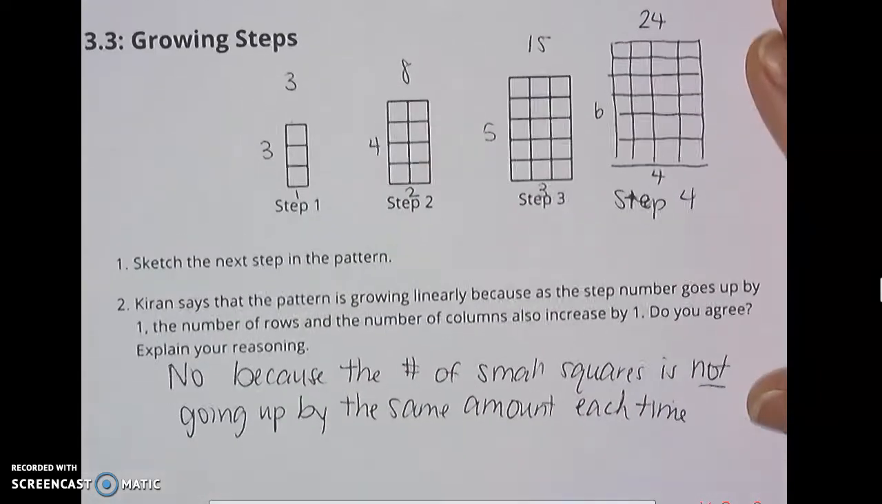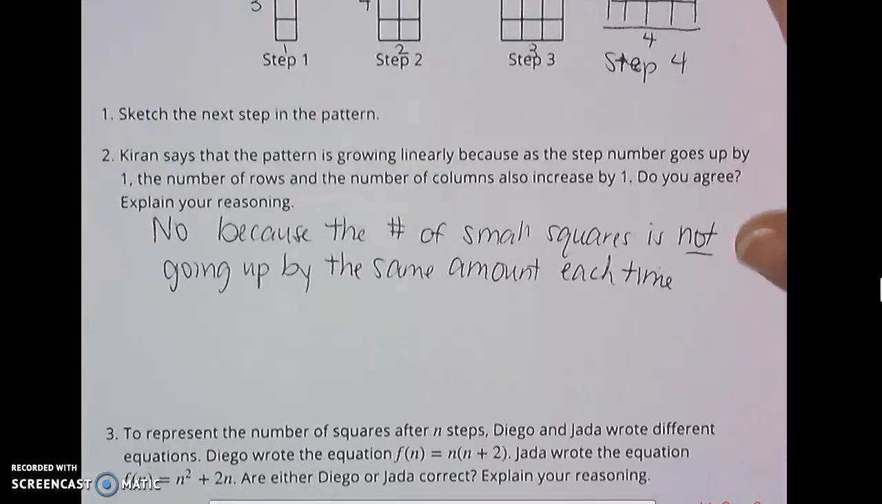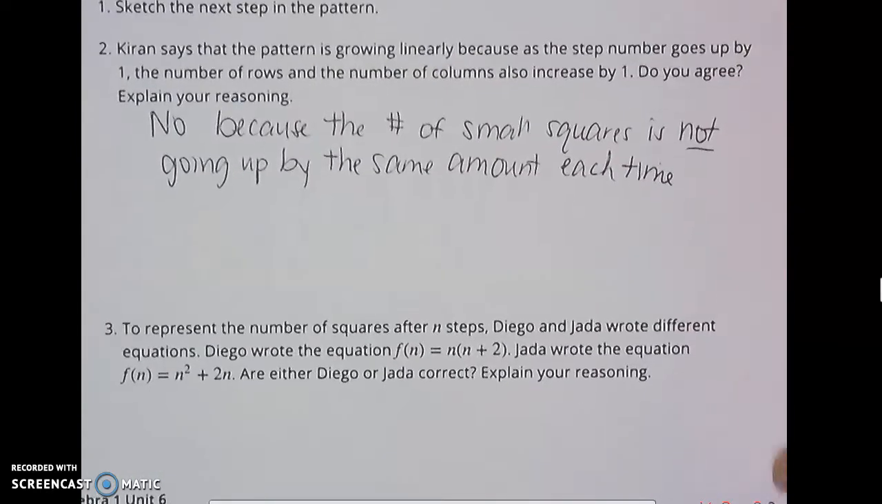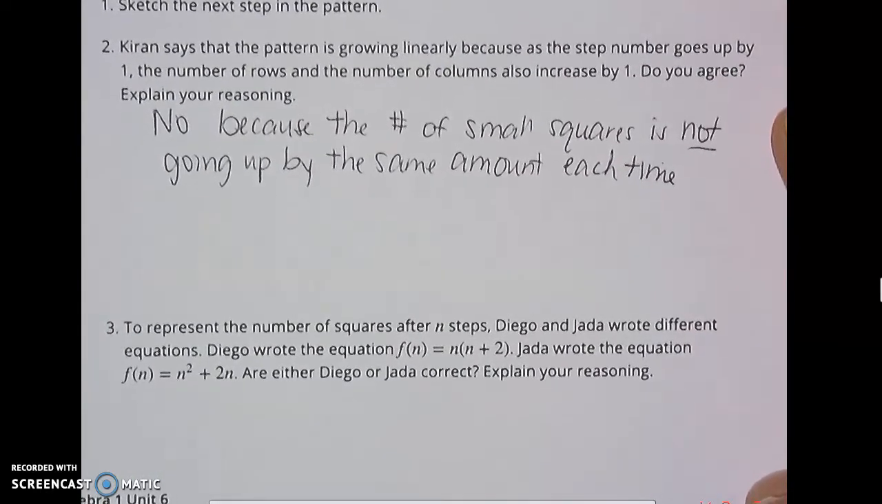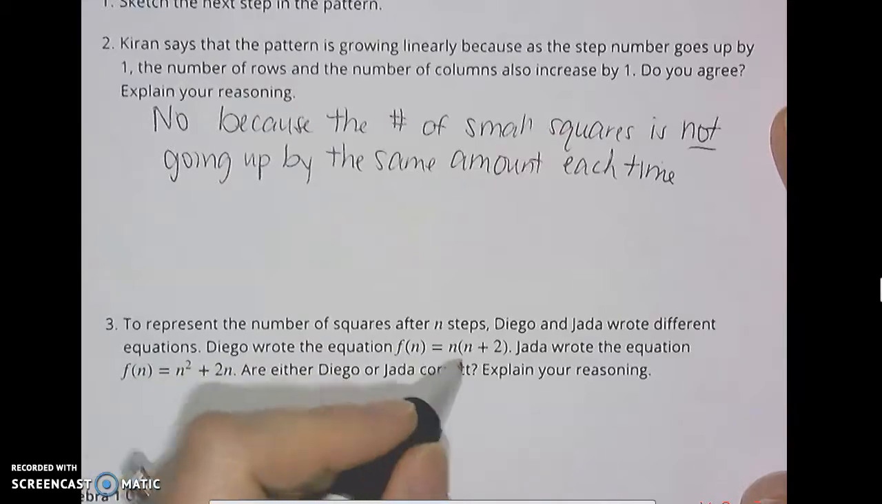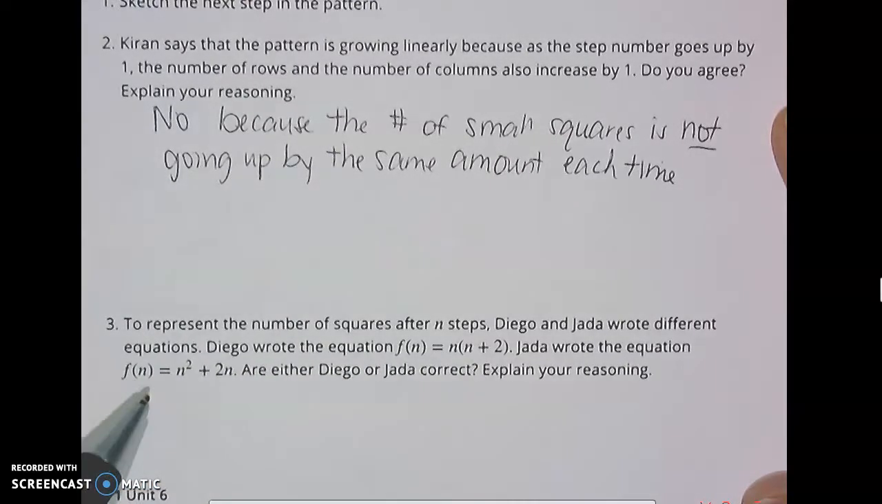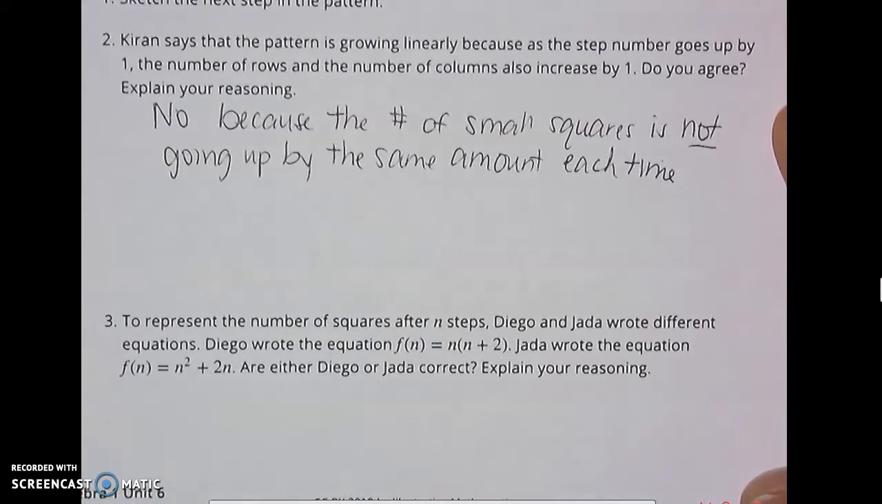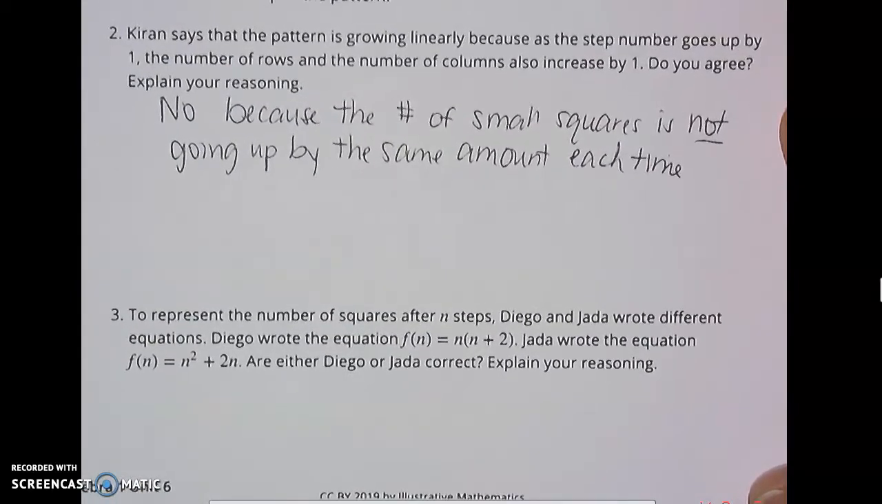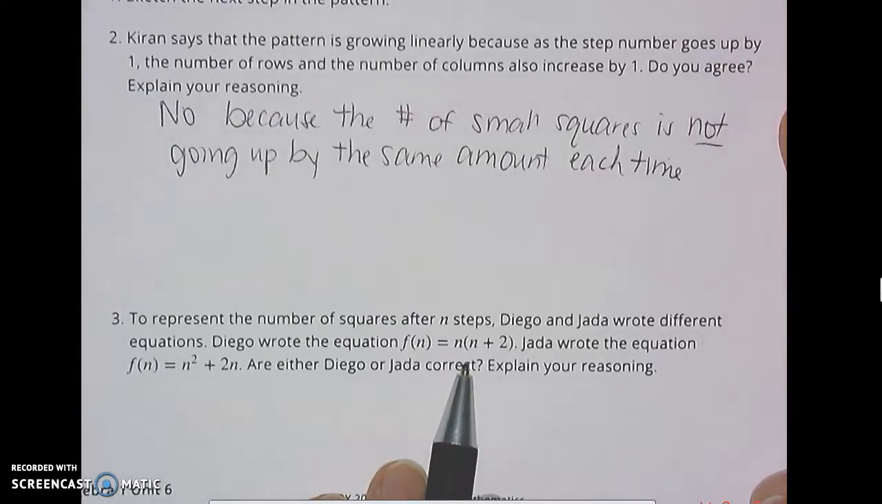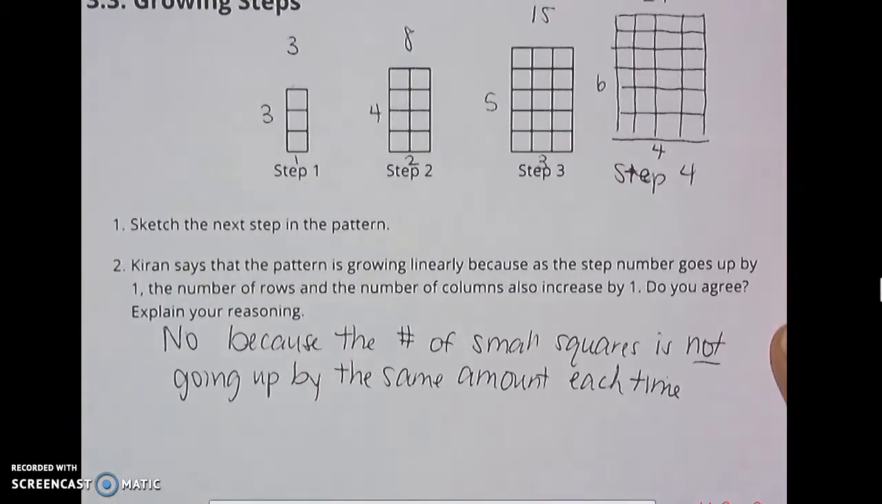All right, so then to represent the number of squares after n steps, Diego and Jada wrote different equations. Diego wrote the equation f of n equals n times the quantity n plus 2, and Jada wrote the equation f of n equals n squared plus 2n. Are either Diego or Jada correct? And we need to explain our reasoning. So where could Diego have gotten this? If we're looking back up at this pattern, he's saying n. Remember, n is counting for the term number, or the step number.